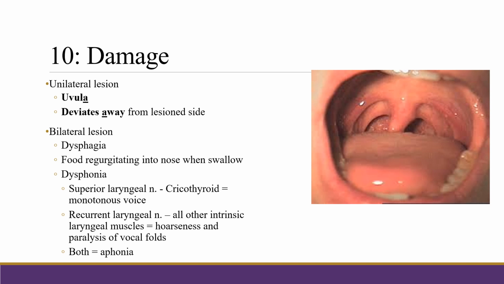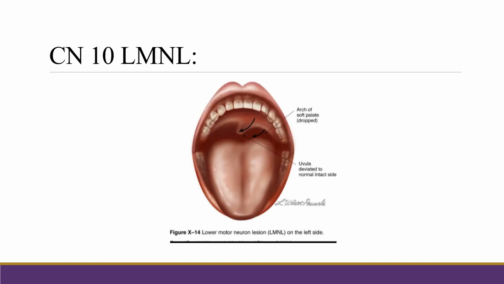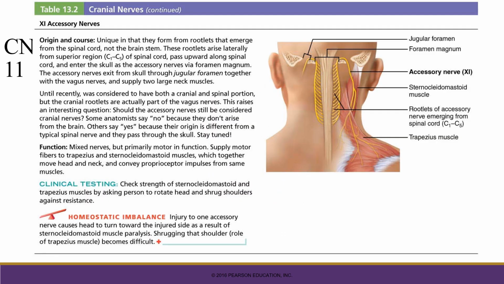Superior laryngeal nerve, the cricothyroid, so they would maybe have a monotonous voice. Recurrent laryngeal nerve, all other intrinsic laryngeal muscles, so hoarseness, paralysis of vocal cords. That's what I was talking about with the thyroid surgeries sometimes. And then they could have aphonia, okay, if both superior and recurrent laryngeal are damaged. So this would be a lower motor neuron lesion, and here's a picture of that uvula again.